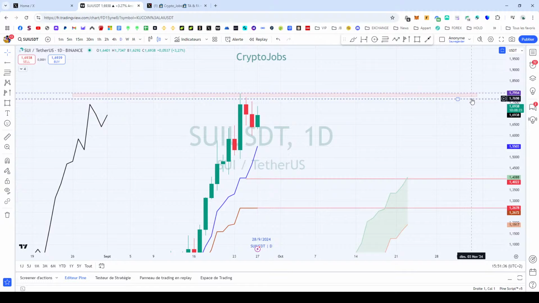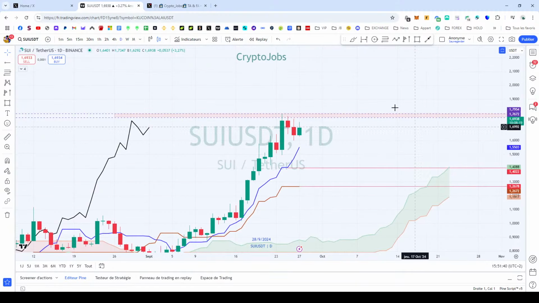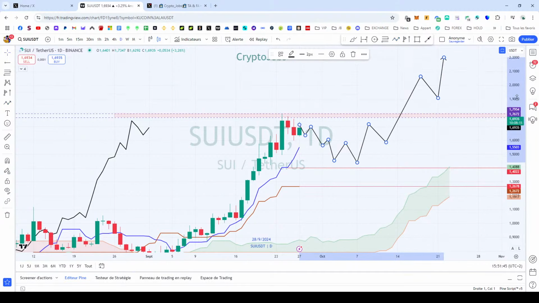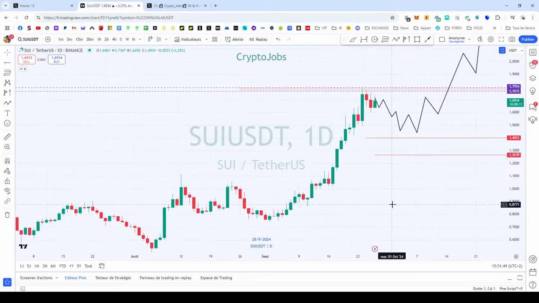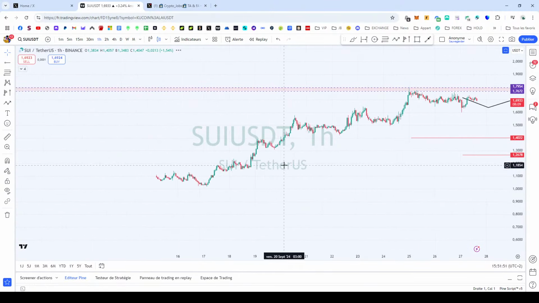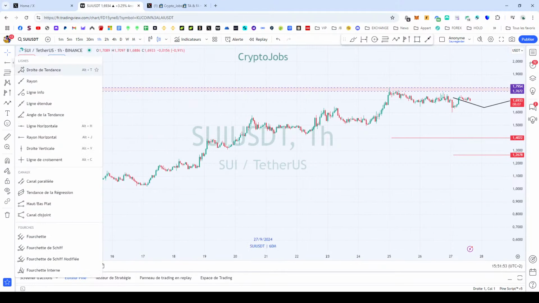This more likely indicates that we are going to see a bearish correction below this level before another possible pump, depending on the uptrend. So that's why I'm not confident.